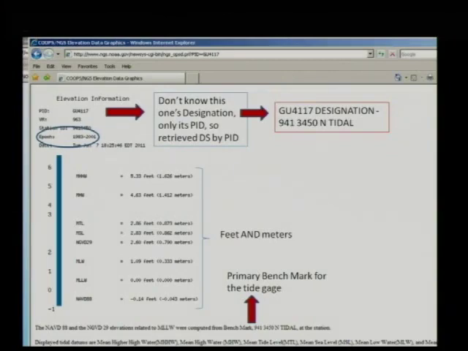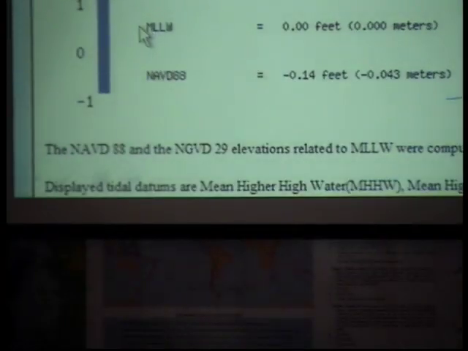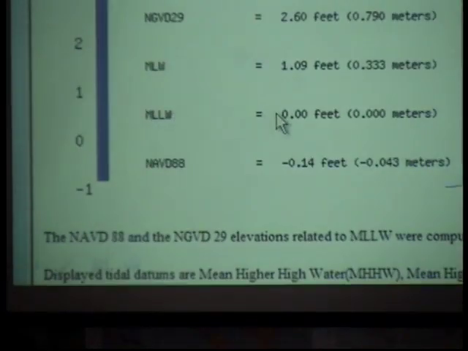So I have a question on the last slide. I see it's referenced NAVD88 is minus 0.14 feet. How are you supposed to interpret that? Is that saying that you subtract minus 0.14 feet from all those other values to get the NAVD height? Or is it already factored in? It's saying the NAVD88 datum is minus 0.14 feet below mean low water datum. Okay, that's what I thought. All right, thanks.